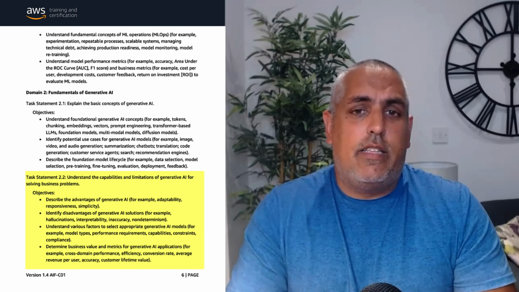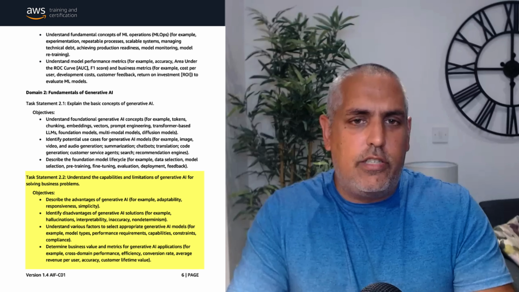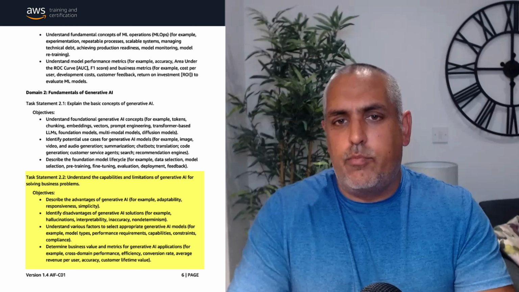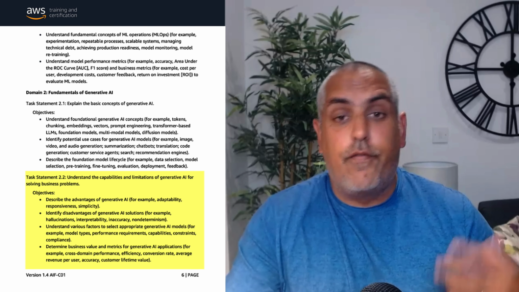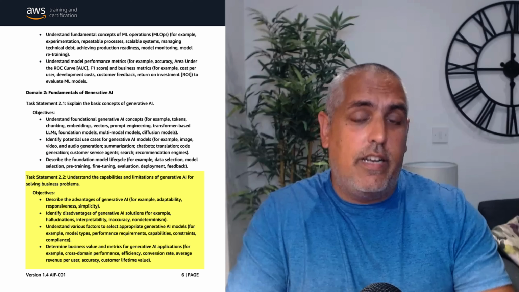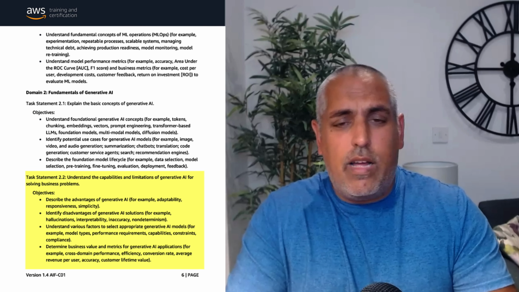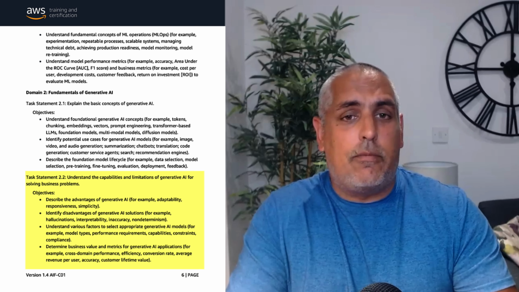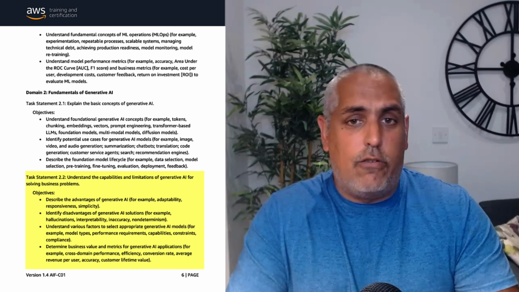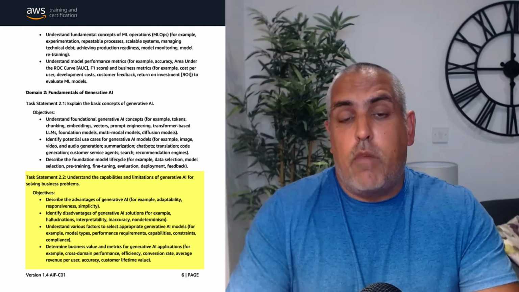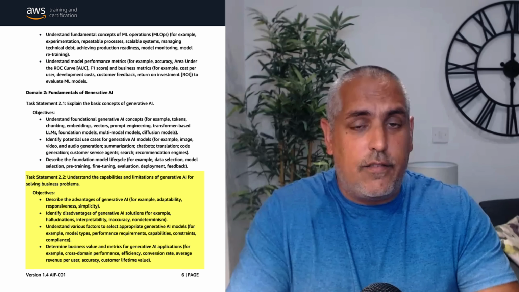The second task statement in this domain requires you to understand the capabilities and limitations of generative AI for solving business problems. Generative AI is like a Swiss Army knife for business solutions. It's versatile, adaptable, and increasingly responsive to real-world needs. On the exam, you may see questions that explore how these tools can be leveraged for their adaptability and simplicity. For example, you might be asked to explain how generative AI can generate creative marketing content on demand or quickly respond to customer queries, showcasing its flexibility.